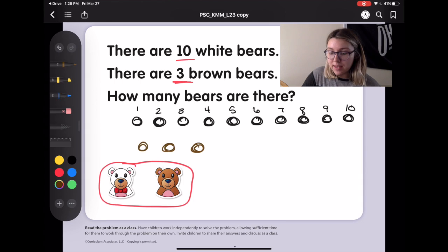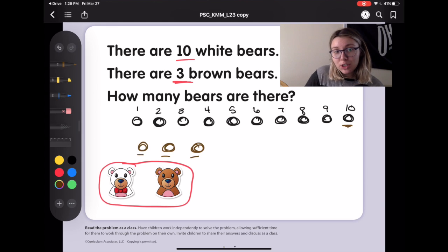We can count them again. We could start at 1. That might take a while. We could start, since we know that there are 10 up until here, we could start counting from 10, 11, 12, 13. We have 13 bears in all. We have 13 brown and white bears.